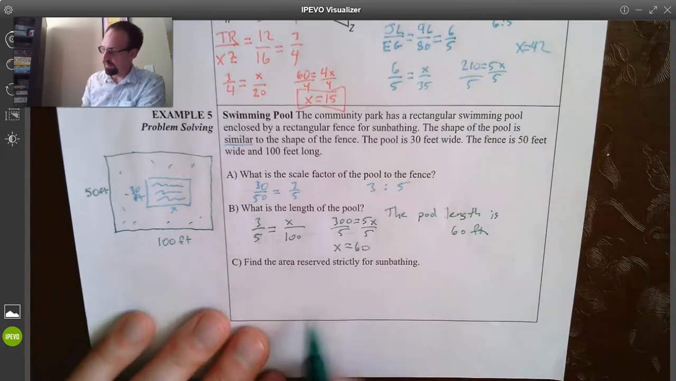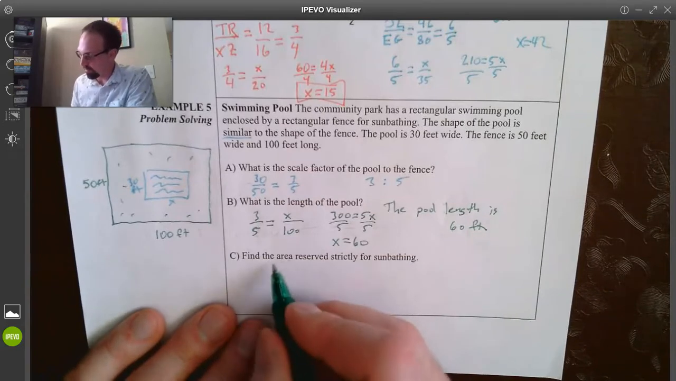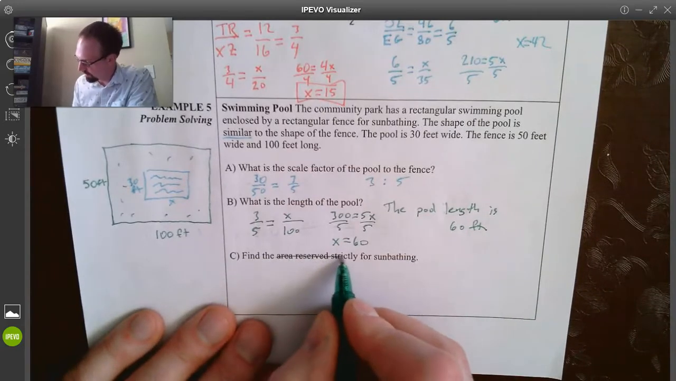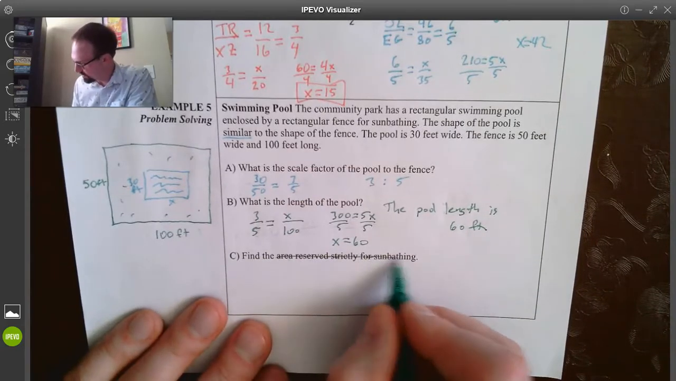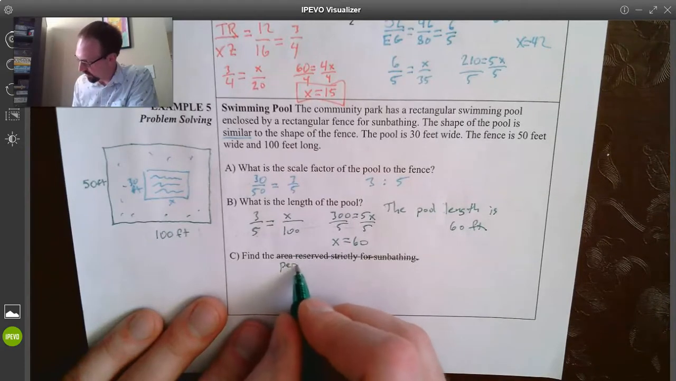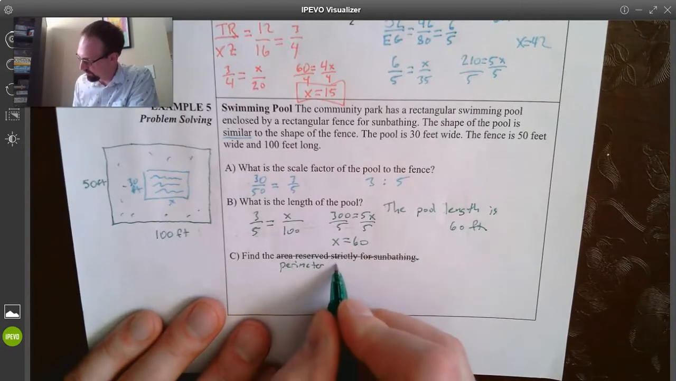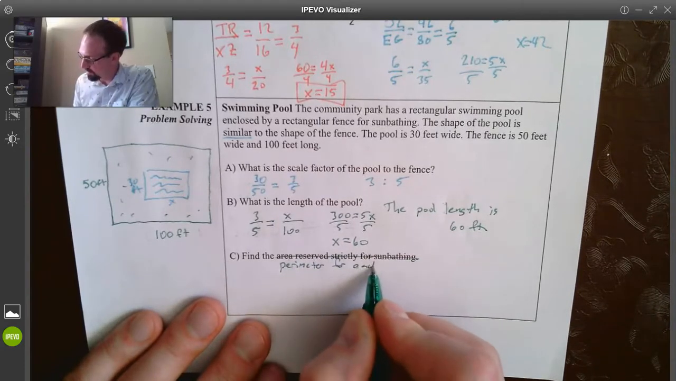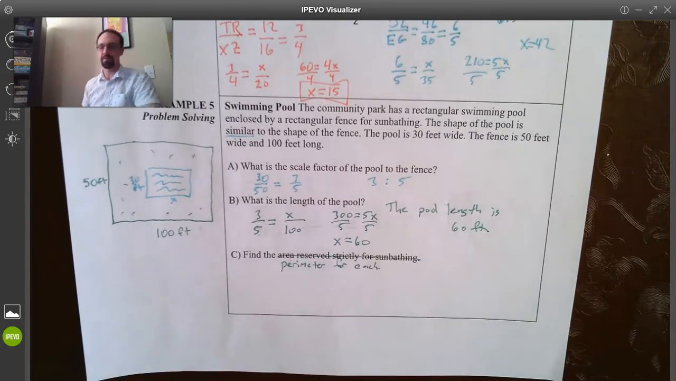So it says find the area strictly reserved for sunbathing. We actually want to find the perimeter for each. So go ahead and change that. If you want to find the area in addition to it, you're more than welcome to.